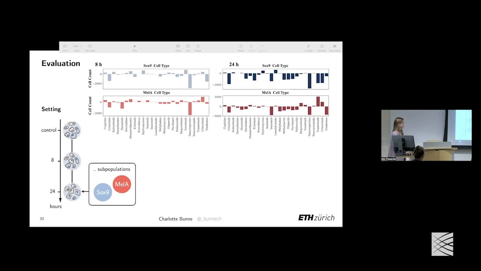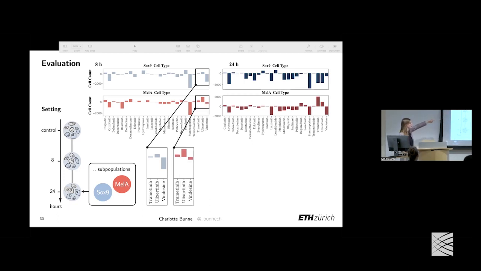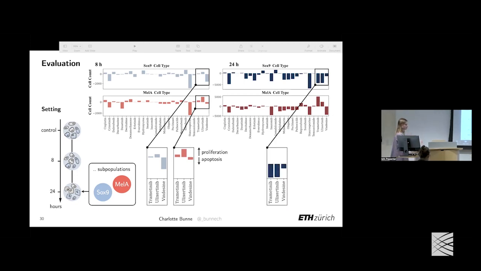And the nice setup here is that we are again left with our data set where we have two discrete subpopulations. One is MIL-A positive, the other one is SOX9 positive. And we have data after 8 and after 24 hours. And if we zoom in here, we can actually see the overall change in cell counts for different drugs. For example, olixertinib, after 8 hours, shows some level of cell growth, while after 24 hours, it shows death only.